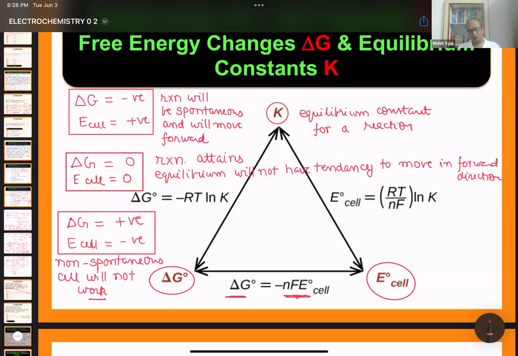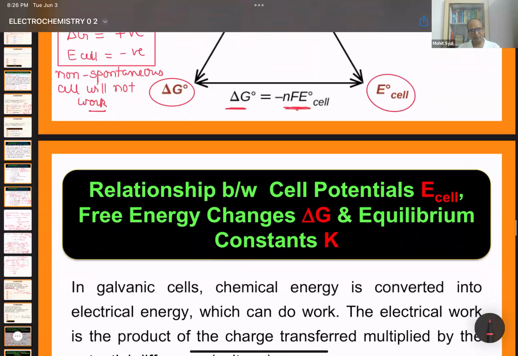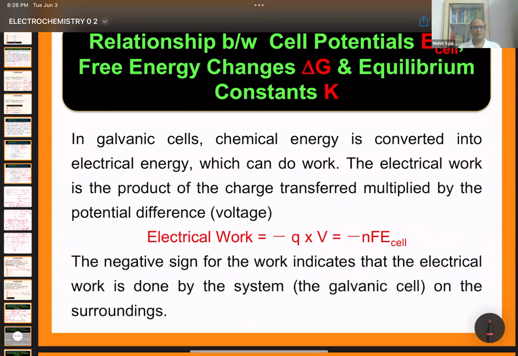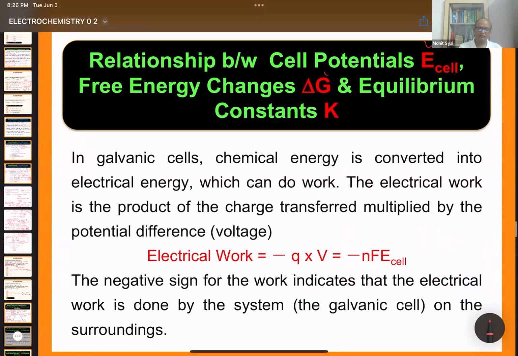Is this clear? So first of all, we should understand the relationship. I will get back to this slide again. The relationship between EMF of a cell and Gibbs free energy change. First, we will try to understand this relationship. Delta G, Gibbs free energy change, the decrease in Gibbs free energy, is the amount of chemical energy which has decreased in a chemical reaction. That decrease in chemical energy can be used to do some electrical work, to get some voltage out of the cell. So chemical energy is being converted into electrical energy, that you know.